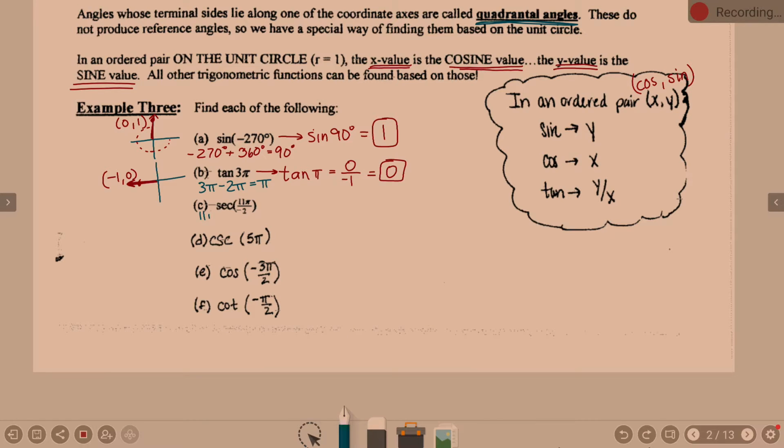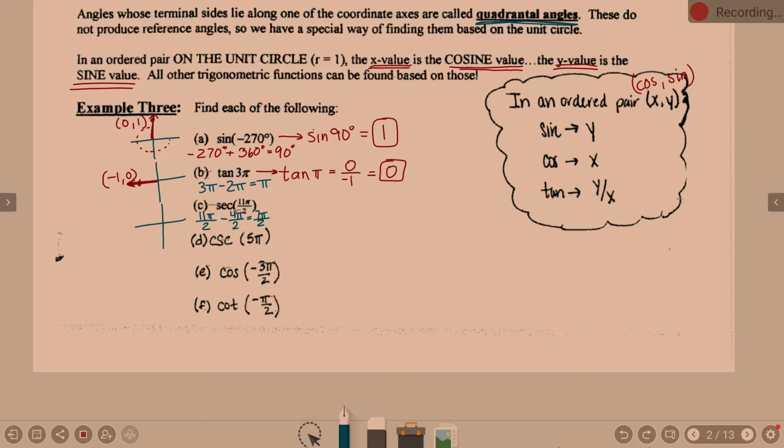Subtract. Subtract what? 4 pi over 2, the equivalence of 2 pi, right? Because it's too big, we want to take off a loop around the circle. So I'm going to subtract 4 pi over 2. 11 pi over 2 minus 4 pi over 2 is 7 pi over 2. Still too big. So what do we do again? Subtract it again.